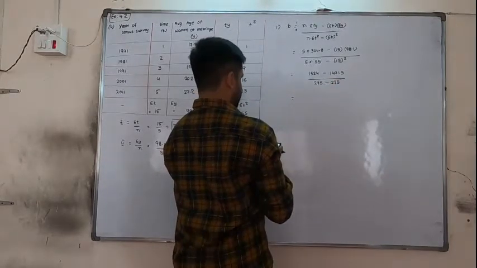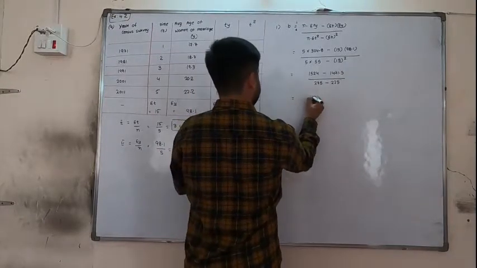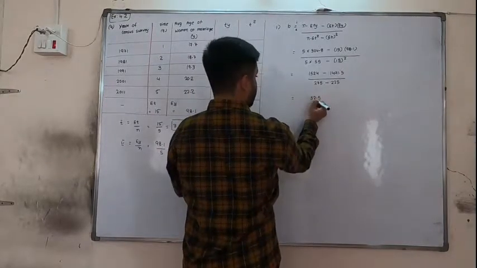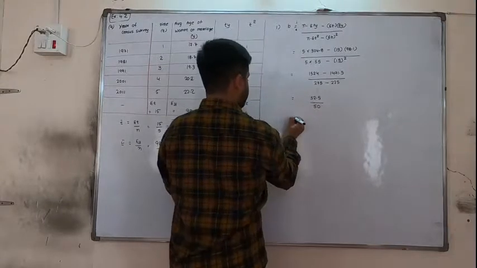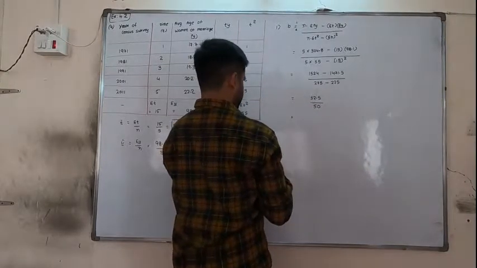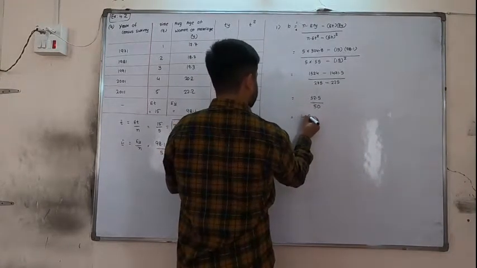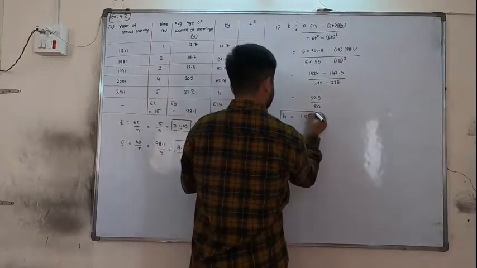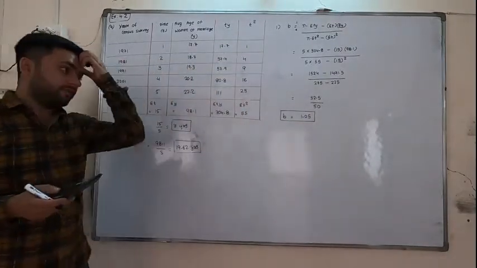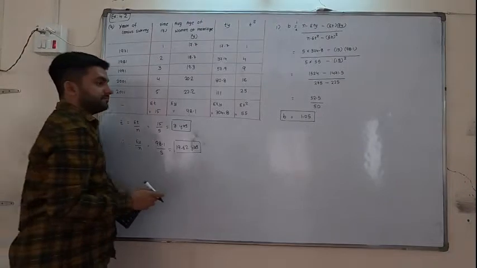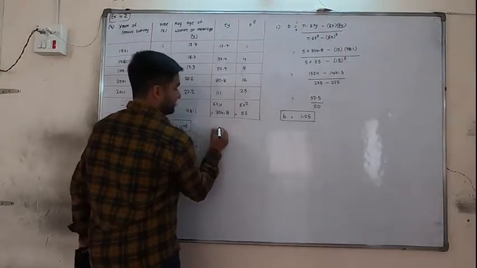1524 minus 1471.5 is 52.5, divided by 50, which is 1.05. So b is 1.05. Okay.